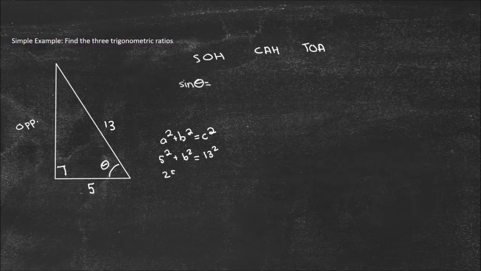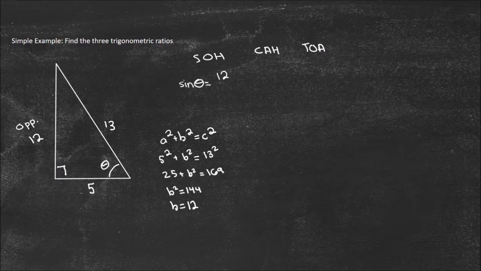Remember, this is a Pythagorean triple. We talked about that in one of our videos. Hopefully you remember that. I'm going to subtract 25, get b squared equals 144. So b equals 12. And if you knew the triple 5, 12, 13, you might have seen that right away. So this is 12. Okay, so sine is opposite over hypotenuse. That's going to be 12 divided by 13.